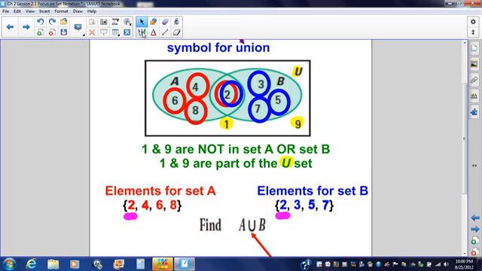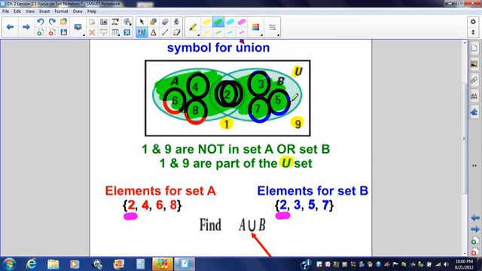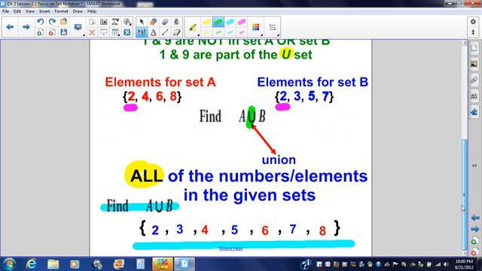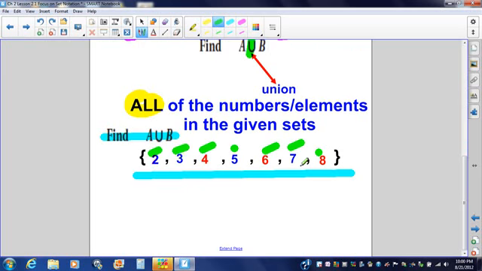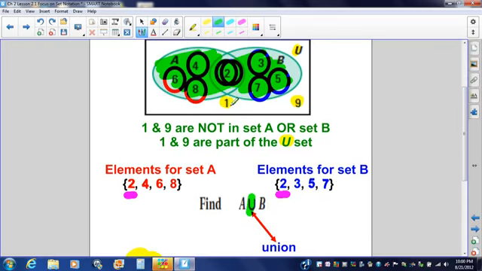Remember, we wanted the union. Basically, we wanted all the numbers that are part of set A and all the numbers that are part of set B. That's all there is to union. I have 1, 2, 3, 4, 5, 6, 7 elements. There's my answer. The union is all of the numbers or elements in both sets. Remember, 1 and 9 are not in set A or B.